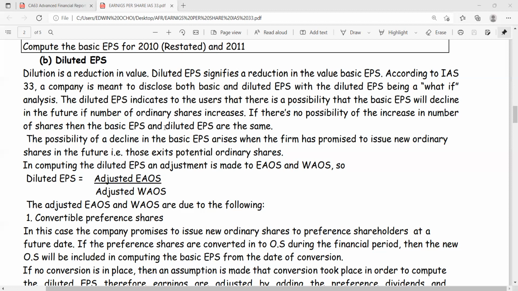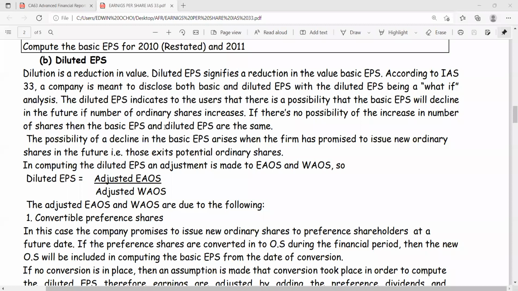That's why they are saying that the possibility of a decline in the basic earnings per share arises when the firm has promised to issue new ordinary shares in the future. From where? From these potential securities, which are likely or unlikely to be converted to ordinary shares. So which are these potential securities? Convertible bonds, debentures, or loan stock. We have convertible preference shares, and we have the share options or warrants.